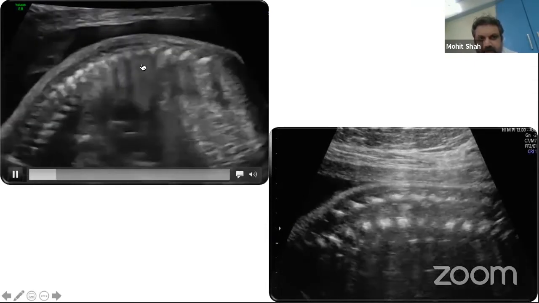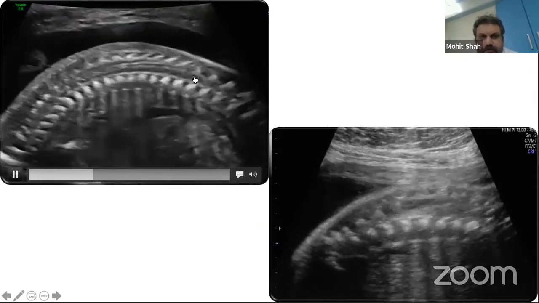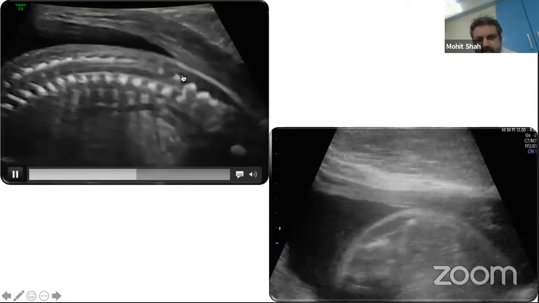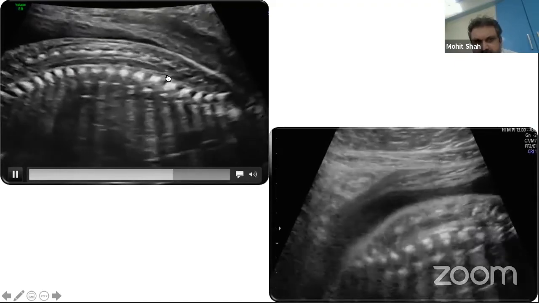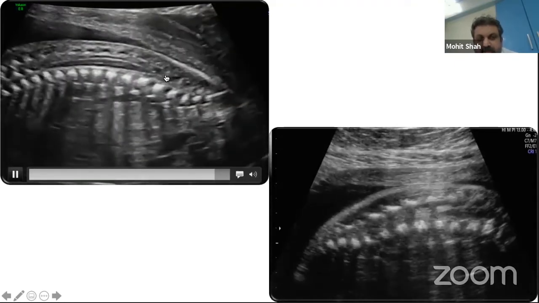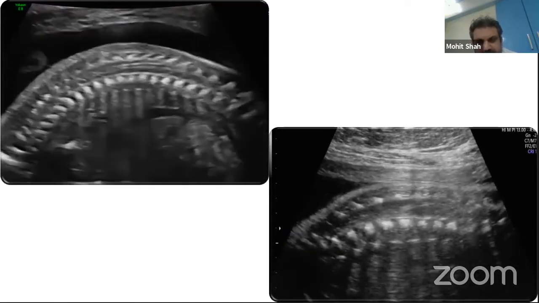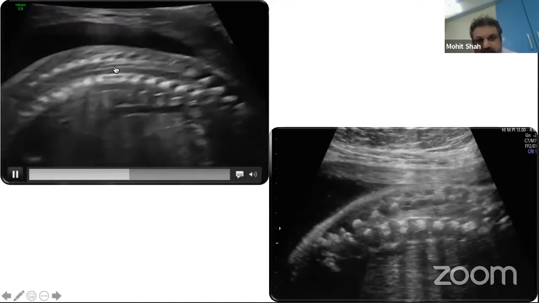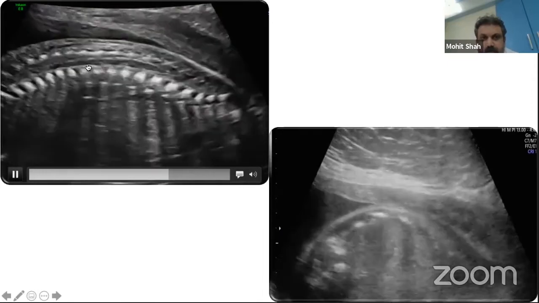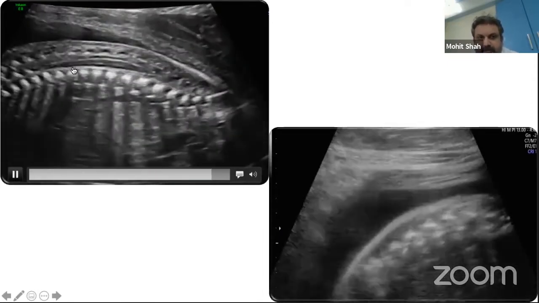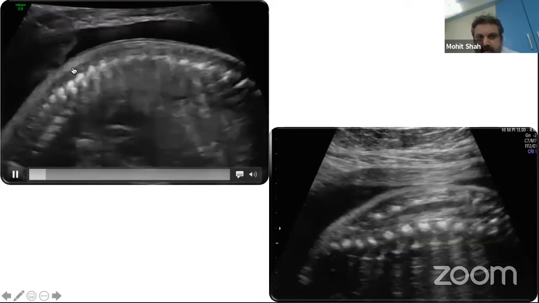in the conus medullaris. So it's almost of a uniform diameter, except at the conus medullaris where it may be slightly widened. You can actually, even on a high frequency, see the central canal, the central spinal canal, as an echogenic line. So you would use the high frequency probe to see the spinal cord better.